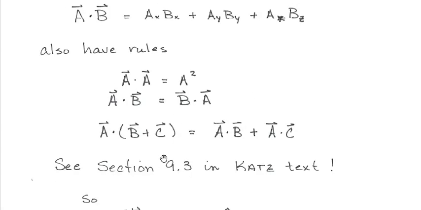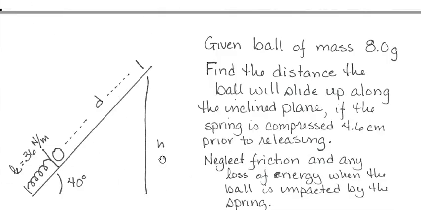All right, so let's look at a different example here. This time, we're going to get a ball that's given a mass of 8 grams, and we're going to want to find the distance that the ball will slide up the inclined plane if the spring at the bottom is compressed 4.6 centimeters prior to releasing. Think of a pinball game. We're going to pull that spring back. It's going to connect with the ball, and it's going to roll up to the top of our pinball machine, and then it's going to kind of cascade down.